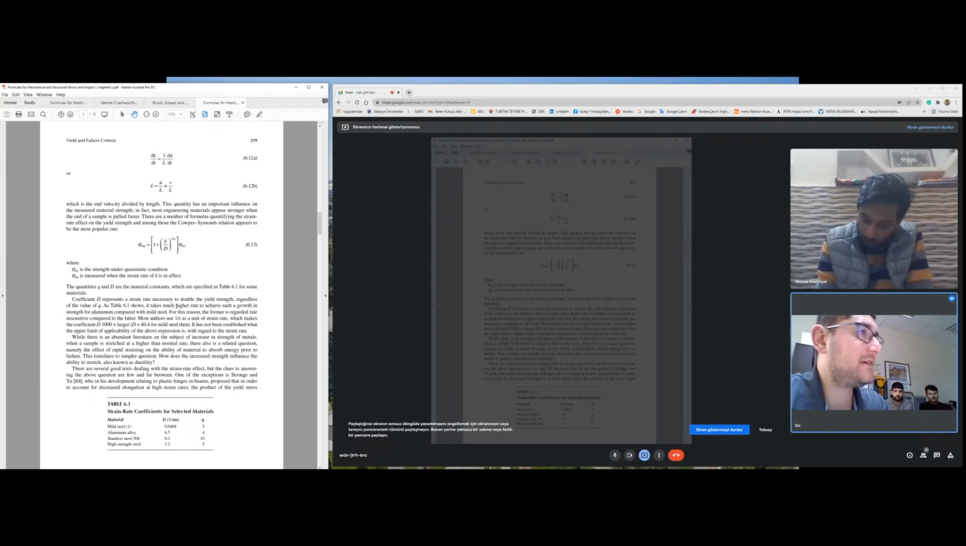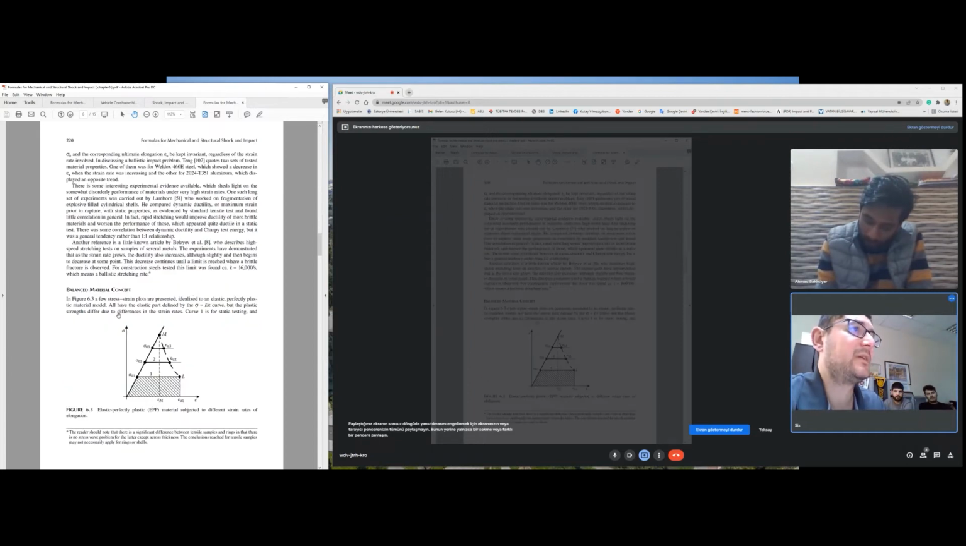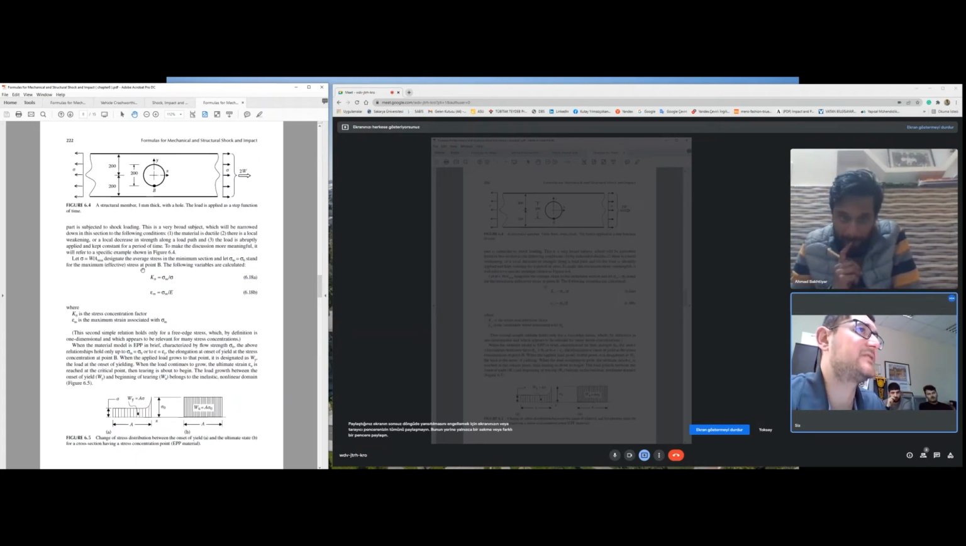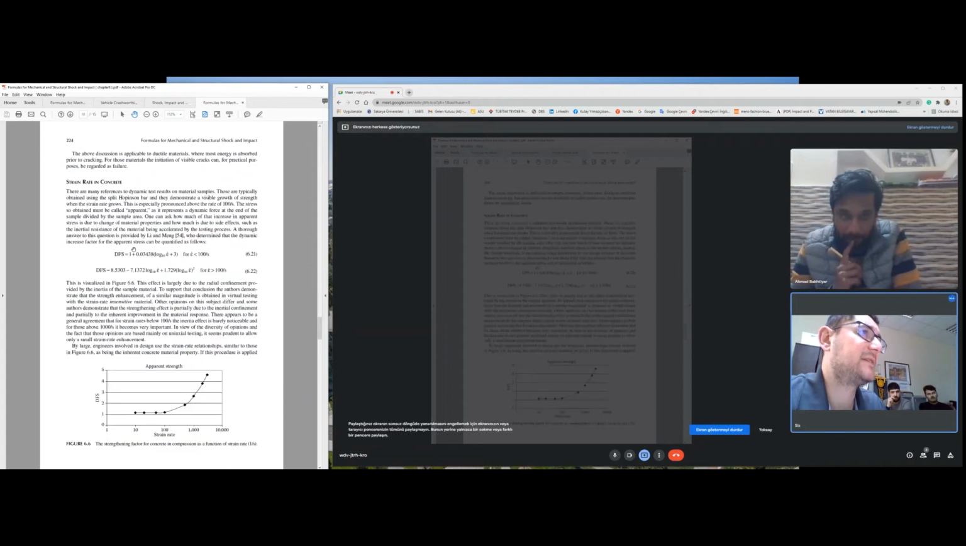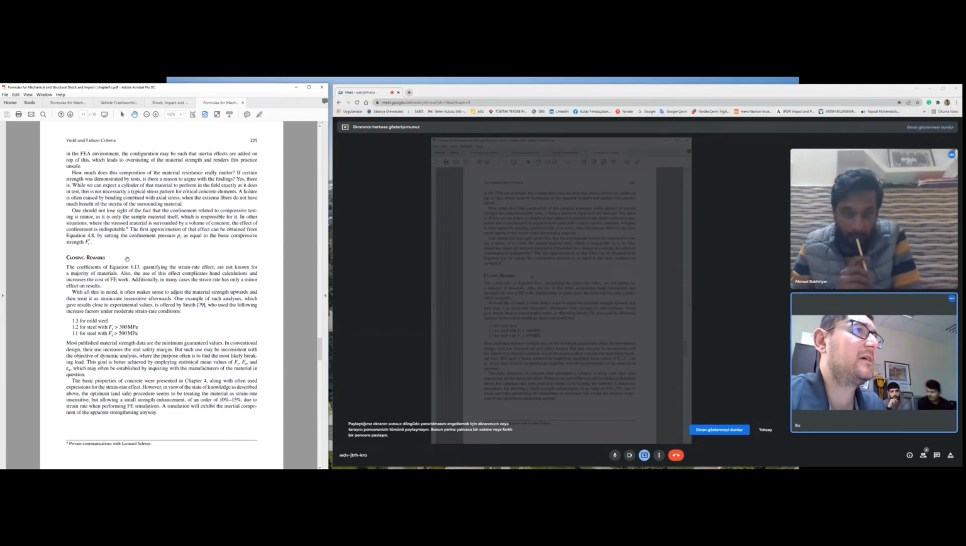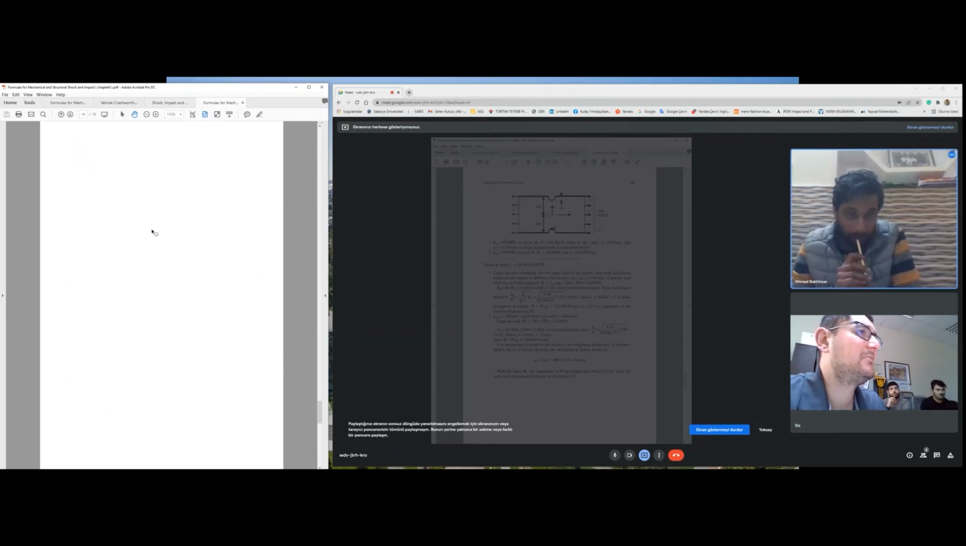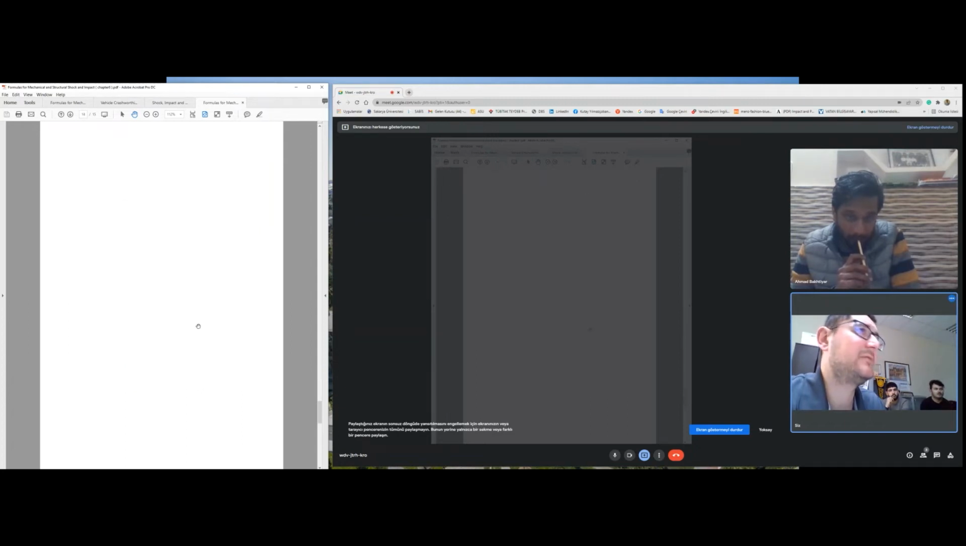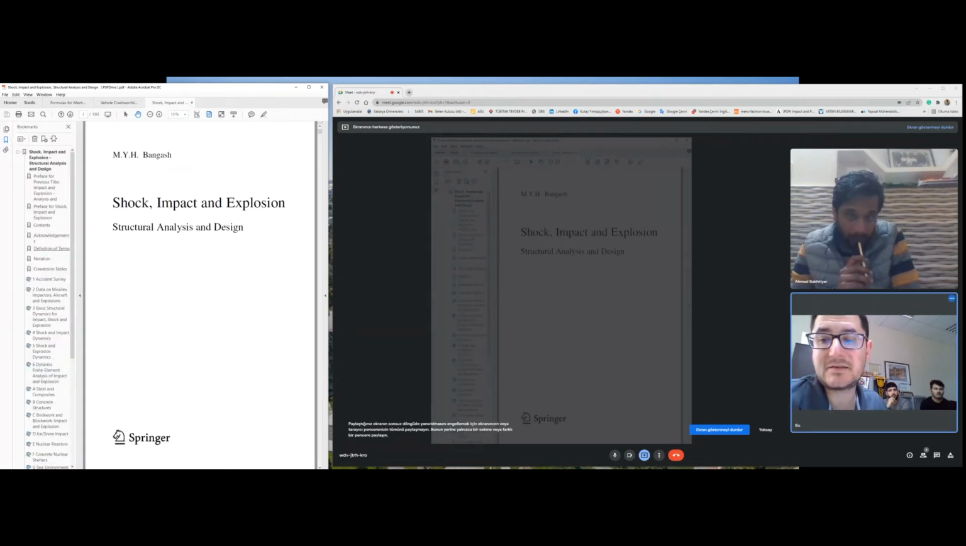And strain rate effects. Let's continue. Balanced material concept. It continues. Strength of notched elements. We are not using notched elements, so this is not our area. Strain rate in concrete. No need. Maybe you can check the examples for some equation applications, examples, I don't know. But this chapter is something like that. Let's continue with chapter 7.